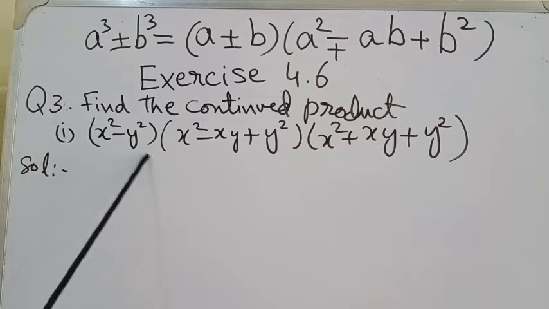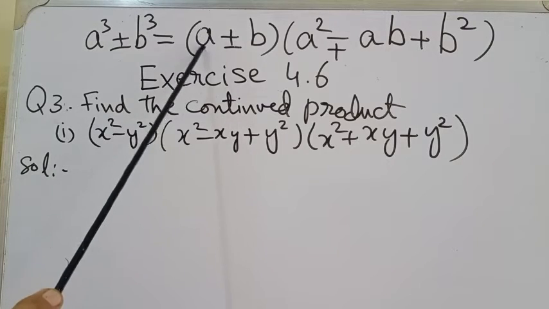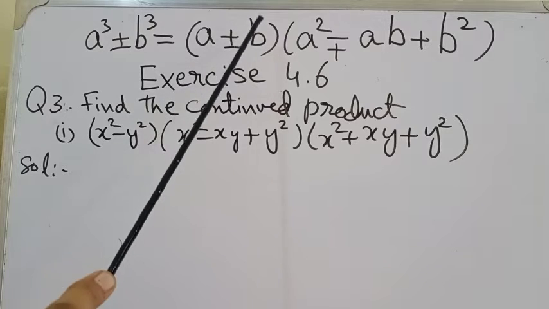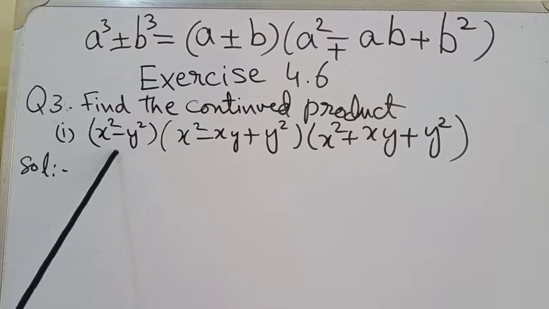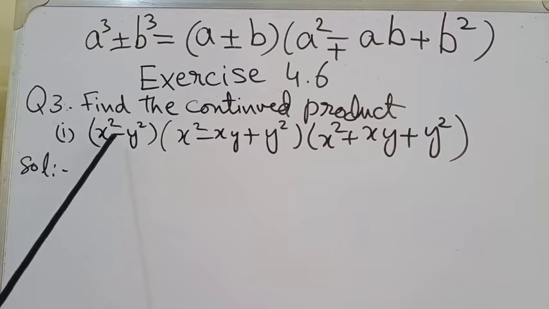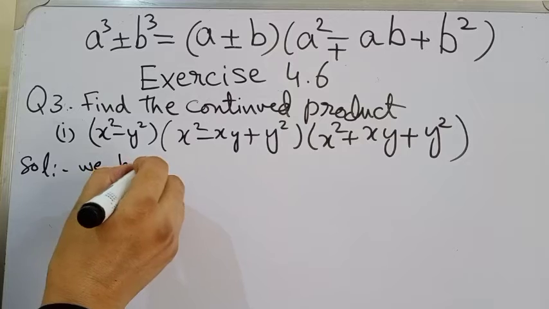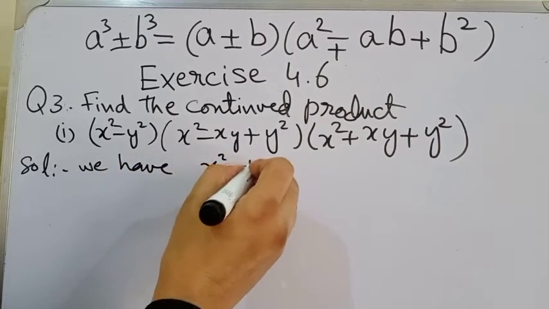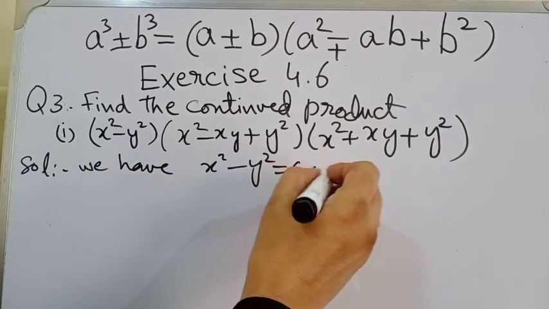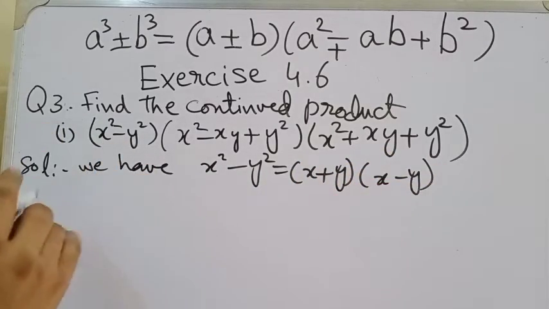But here we have x square plus y square, but in the formula we have a plus minus b. It means we can separate this into two parts, or we use this as a formula. So in the solution we write the formula: x square minus y square is equal to x plus y, x minus y. So we use this in the formula.